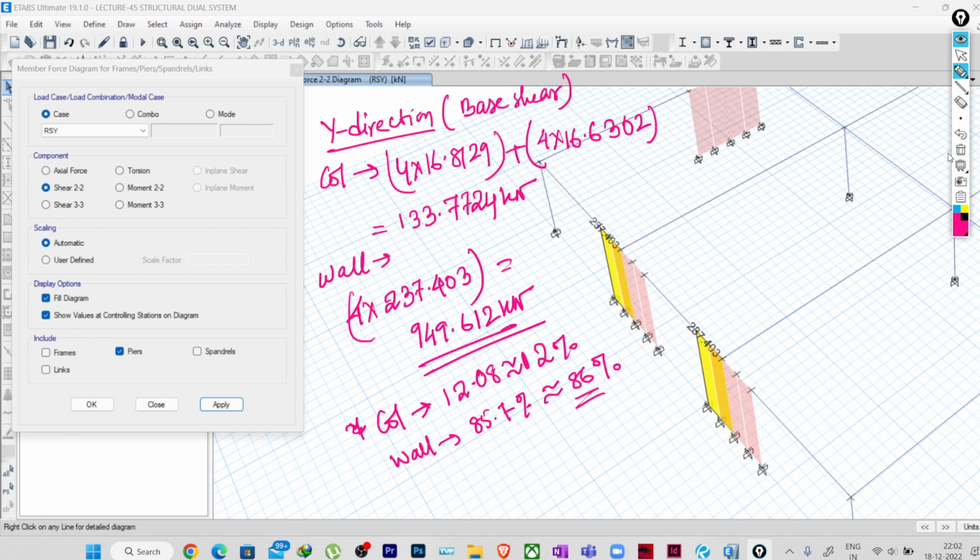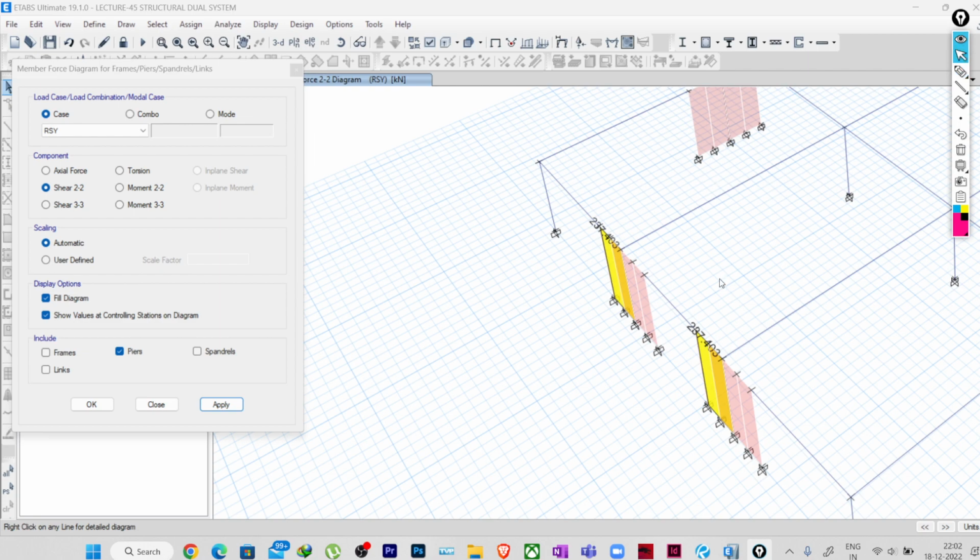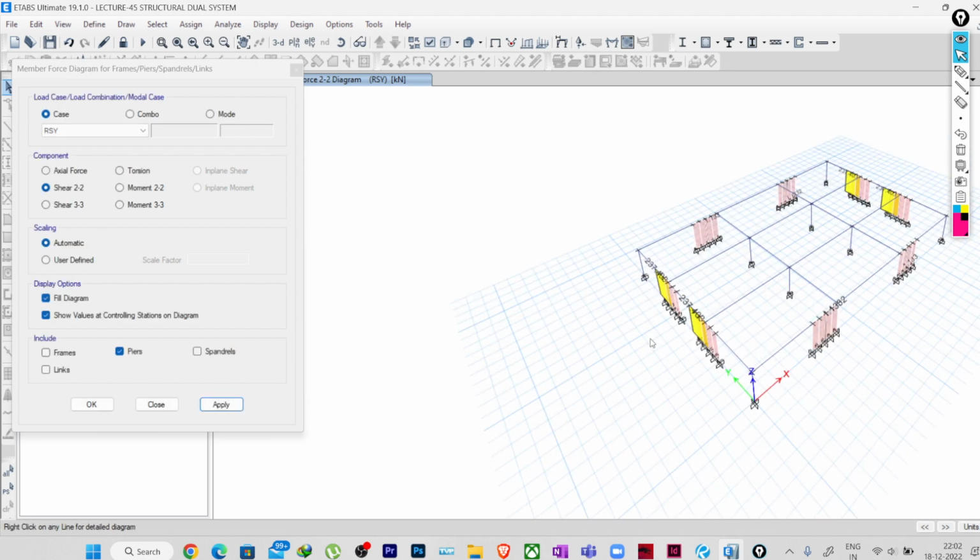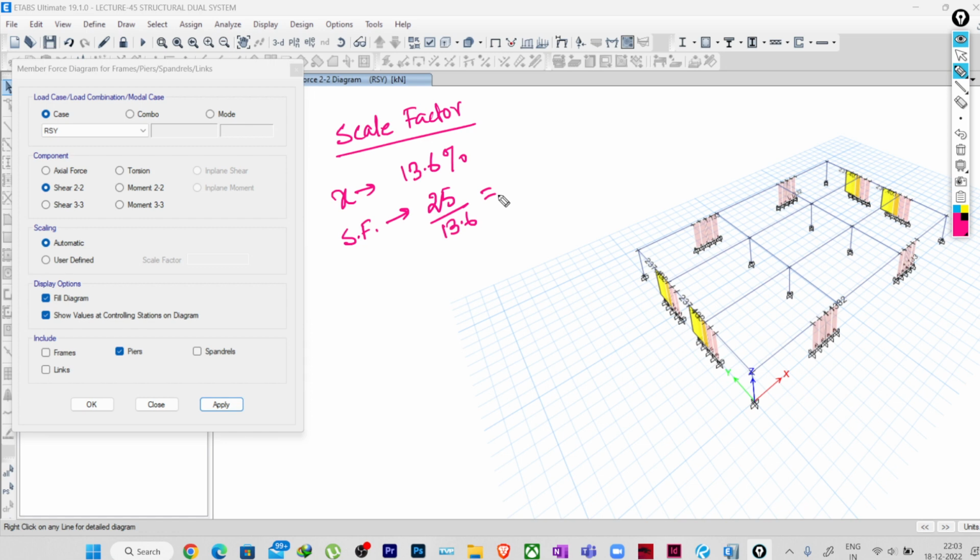Fine. So now what you have to do, as the code says, is design the columns, or you can say the frames, for at least 25% of the base shear. So let us find out the scale factor using which we will be scaling up the base shear. Now the scale factor for the x direction: if you remember, for the x direction the columns were taking 13.6%. So what will be the scale factor? We need 25%, right? So 25 divided by 13.6, and we are getting 1.84 as the scale factor.